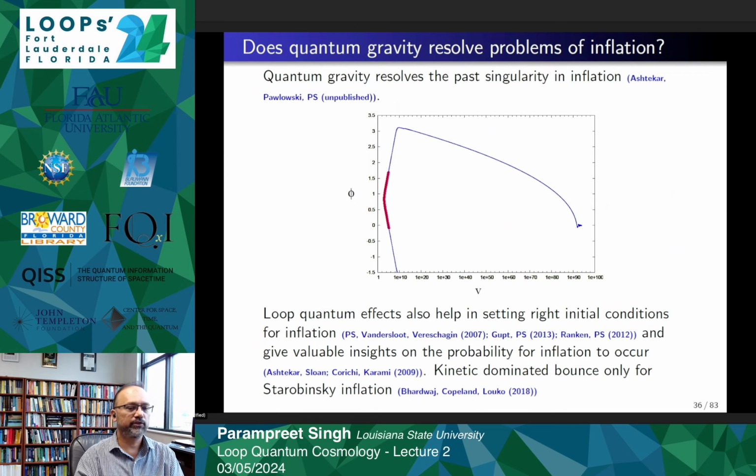That's a very good question. So in all of these slides and the slides which are going to come, inflation is put in by hand. We are only quantizing the gravitational part, and we are not treating the matter part in the loop quantum gravity way. And we are importing that potential phenomenologically. That's what we are doing.